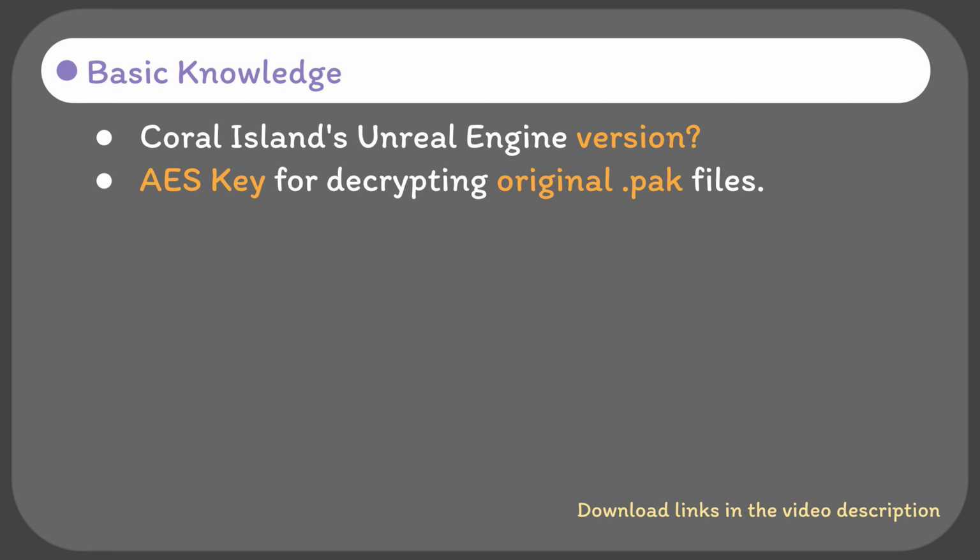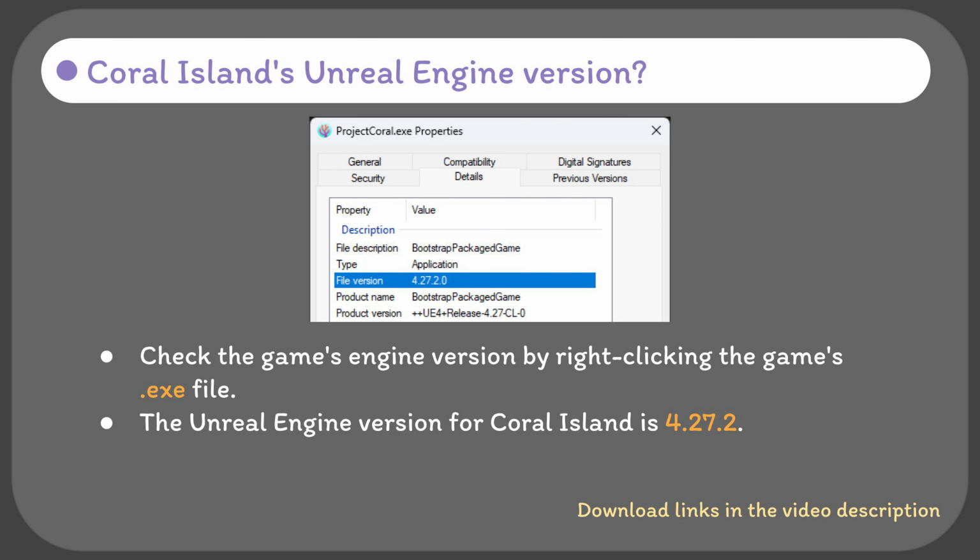How do you find out which engine the game was built with? The easiest way is to right-click the games.exe file, select Properties, and go to the Details tab. As you can see in this example, the game uses Unreal Engine version 4.27.2. Now that we know the version, let's move to the next step.